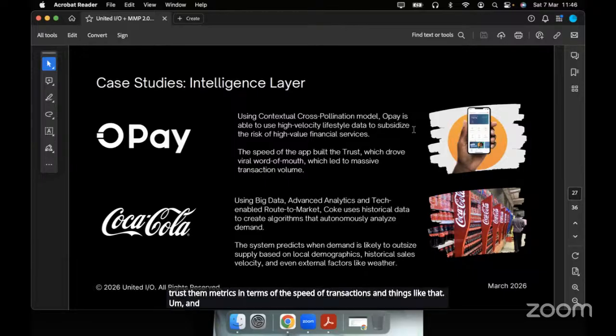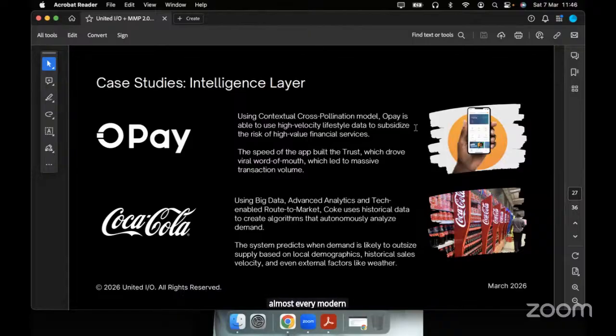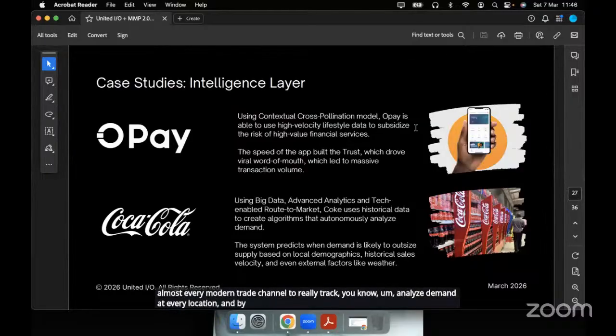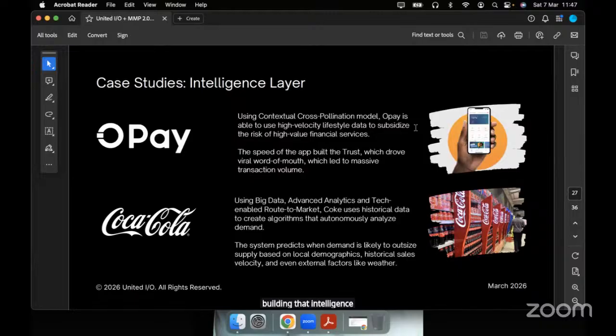And finally, there is Coca-Cola, similar to Unilever as well. They also have this sort of predictive system that they use in almost every modern trade channel to track and analyze demand at every location. And by extension, that feeds how they approach distribution across different locations and channels. This is them building that intelligence layer to continue to reinforce their business growth.